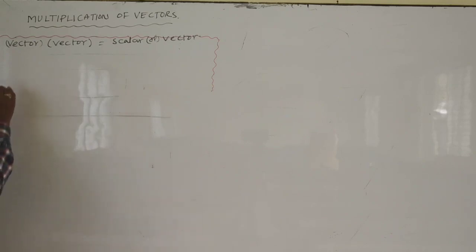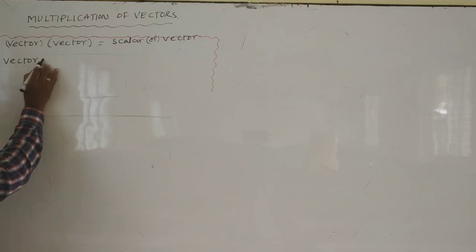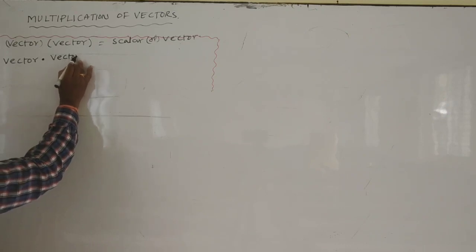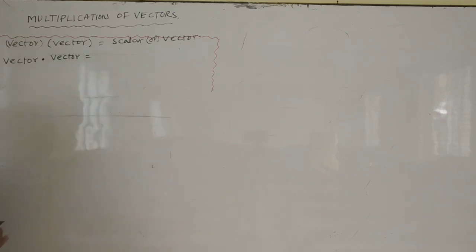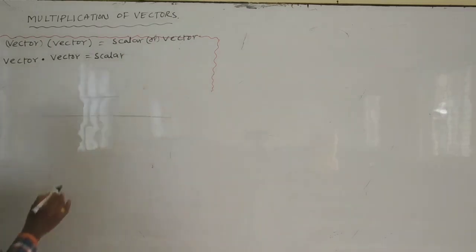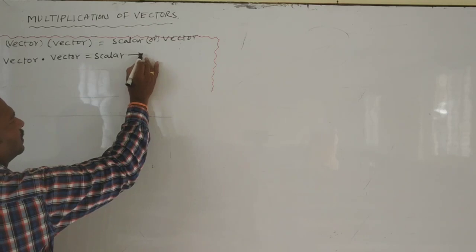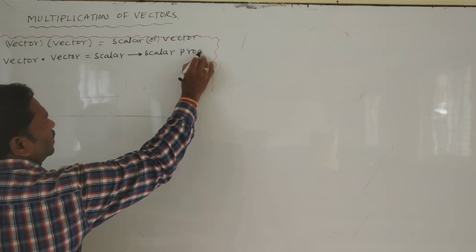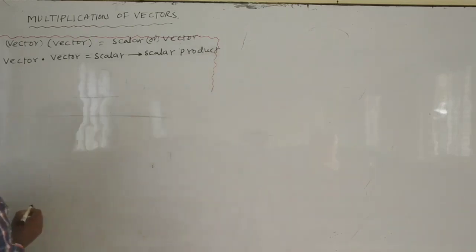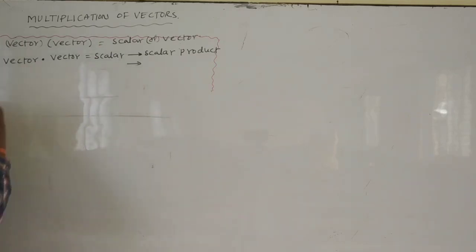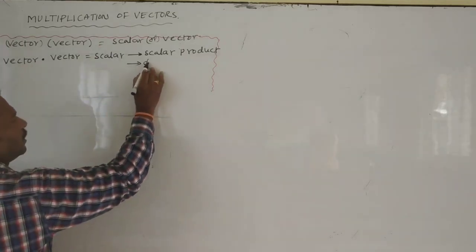Suppose a vector is multiplied with dot with another vector, then the answer will come scalar. Then this is called scalar product. So we multiplied with dot, so this is called dot product.